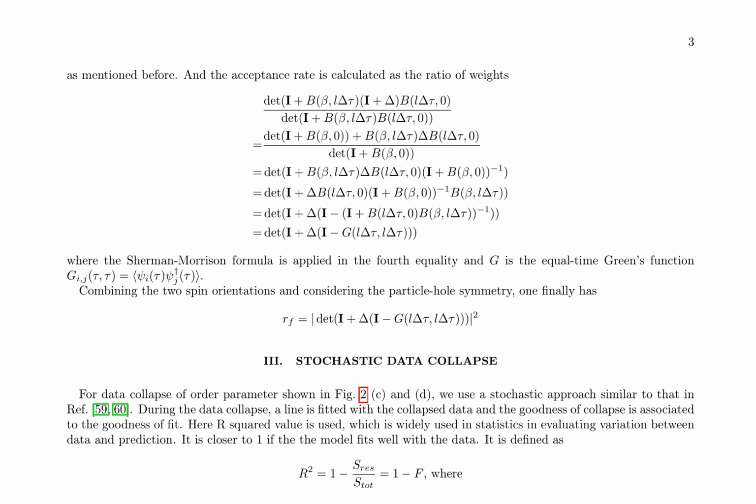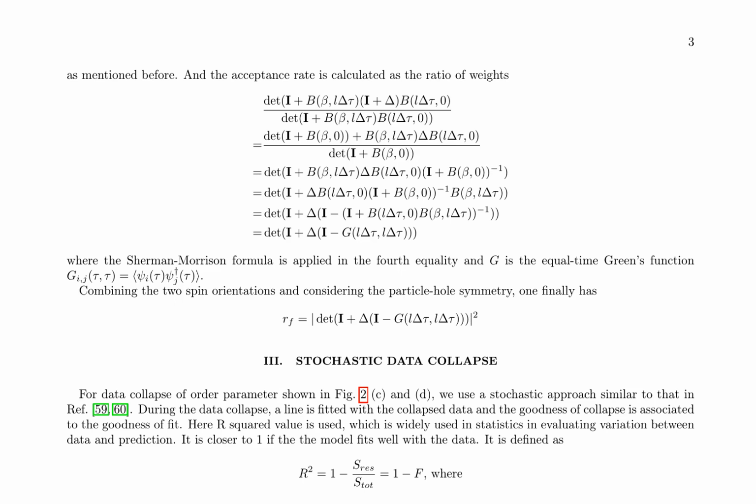The Monte Carlo simulation's acceptance rate, R_F, is calculated as the square of the absolute value of the determinant of a matrix that is a function of the equal time Green's function, G. This function is defined as the expectation value of the product of fermionic operators.